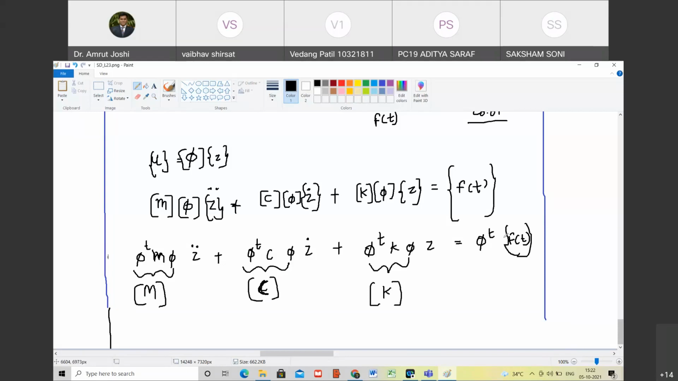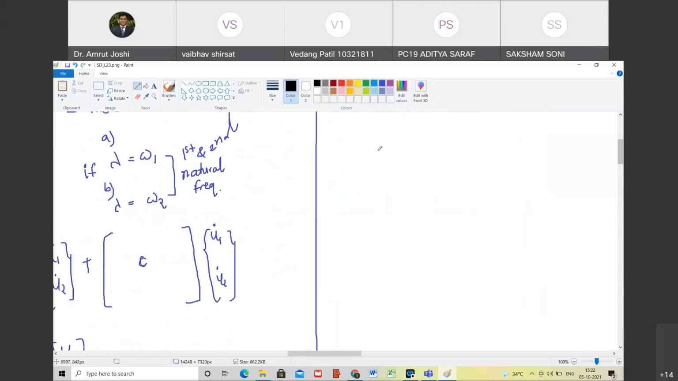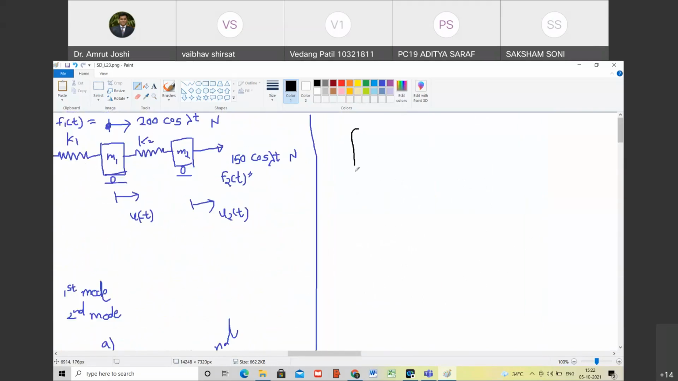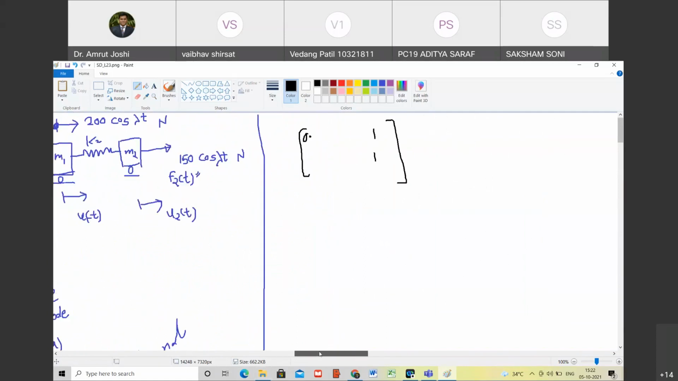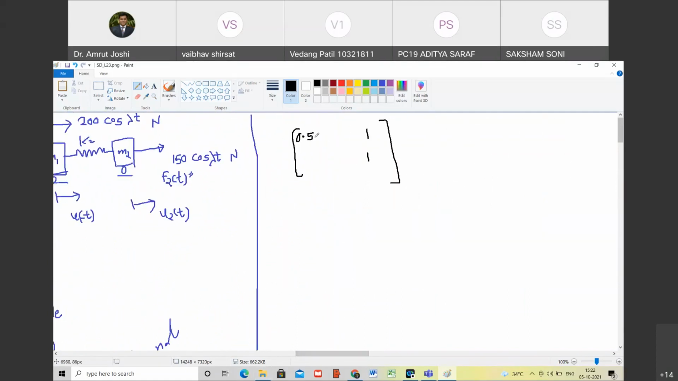We only have to evaluate phi transpose f of t. So do you know phi transpose matrix? What is phi transpose? It was 0.51842, and this is minus 2.8936, multiplied by f of t. What is f of t? It is 200 cos lambda t and 150 cos lambda t.